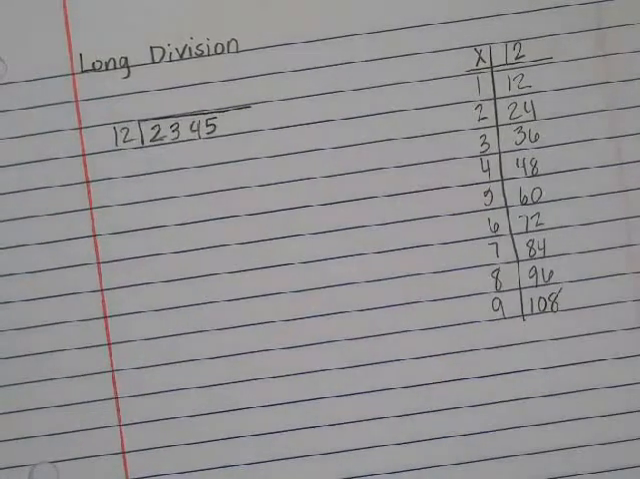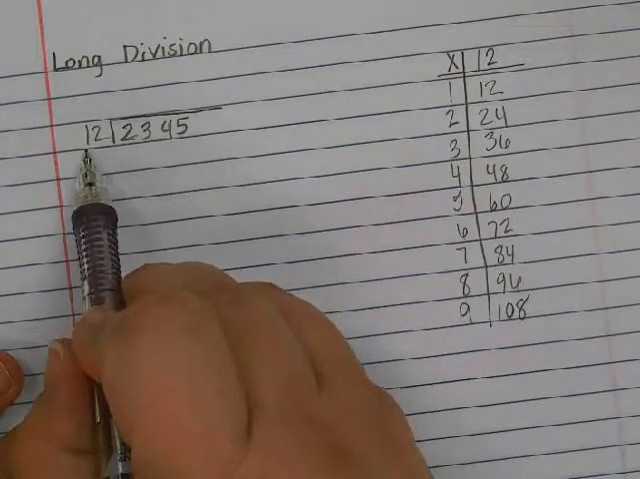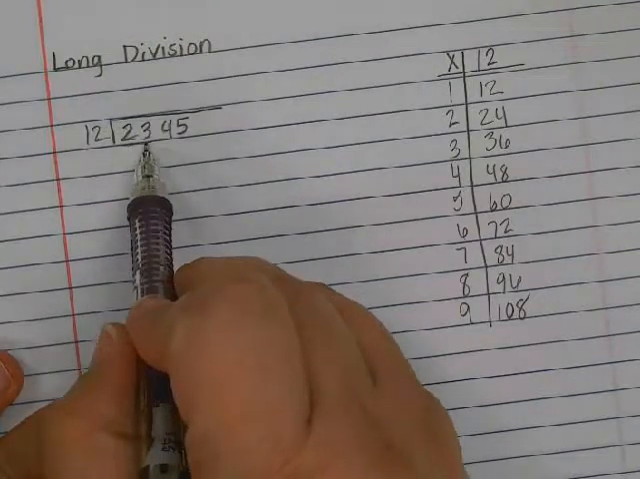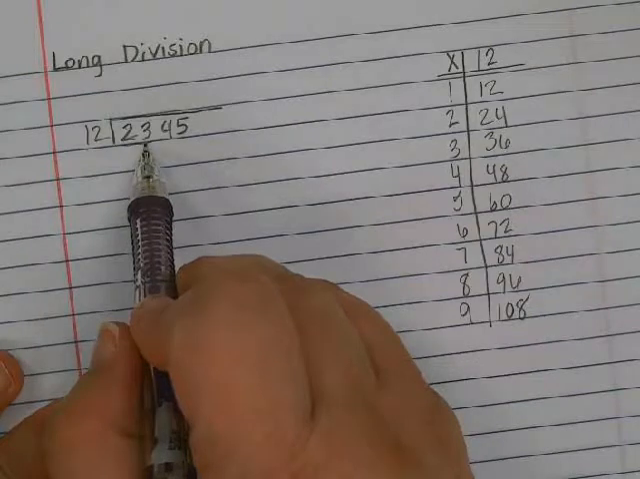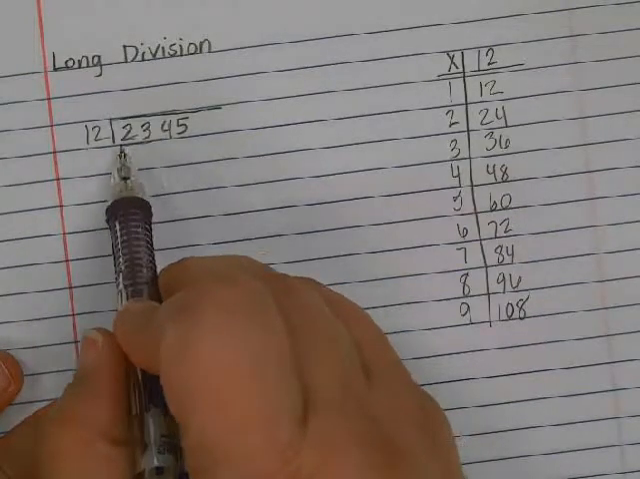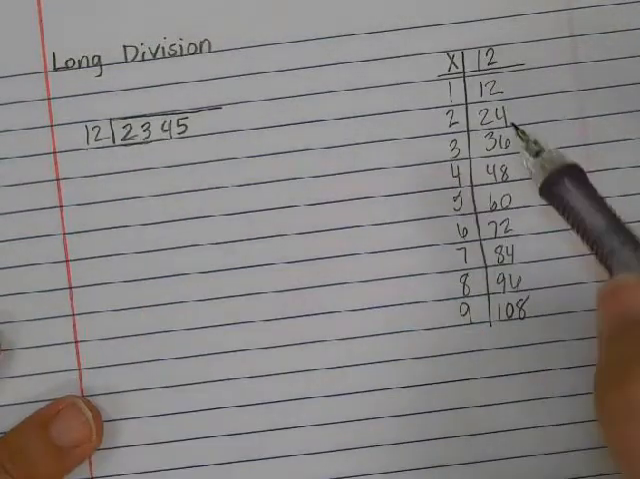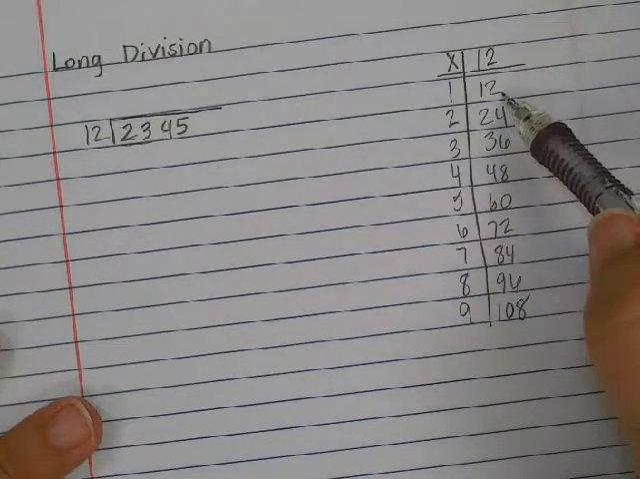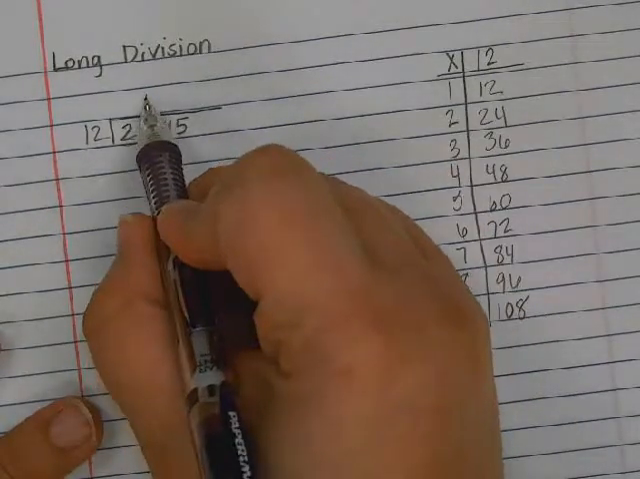2,345 divided by 12. The first thing I'm going to do is see how many digits are in my divisor. I have 2 digits in my divisor, so I need to count over at least 2 digits, and then I have to decide, is my divisor smaller than the sum of these 2 digits, which would be 23. So how many 12s are in 23? I come over here and I check my chart. I'm looking for the number that's closest to 23 without going over. That's 12. Its partner is 1, so the 1 goes above the 23.